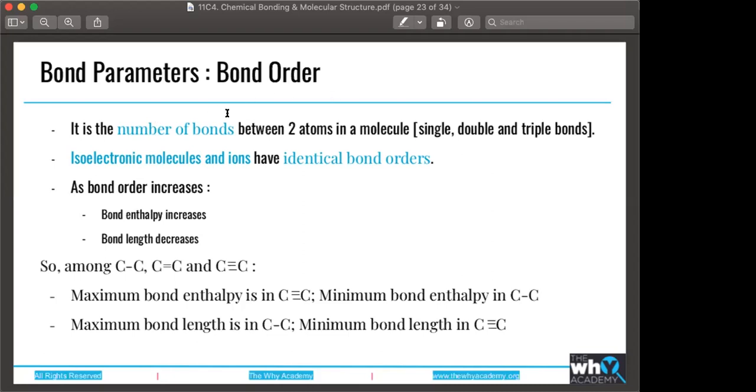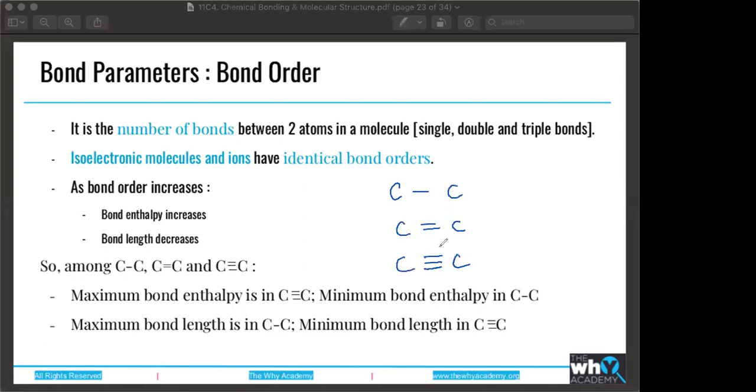Bond order is the number of bonds. Number of bonds stands for the number of electrons that are being shared. So if the total number of electrons shared are the same, then the bond orders also will be identical. As the bond order increases, bond enthalpy increases and bond length decreases. This we have already considered. If you have single bond, double bond and triple bond, triple bond is the shortest bond, with the smallest bond length, and the bond enthalpy also increases, which makes sense, right?